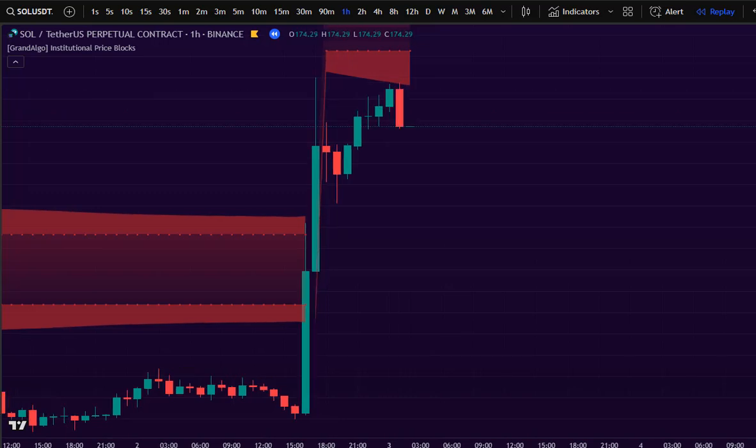As price approaches another institutional price block, we see a clear rejection with a bearish engulfing candle. This signals that sellers are stepping in, providing confirmation for a potential short trade.